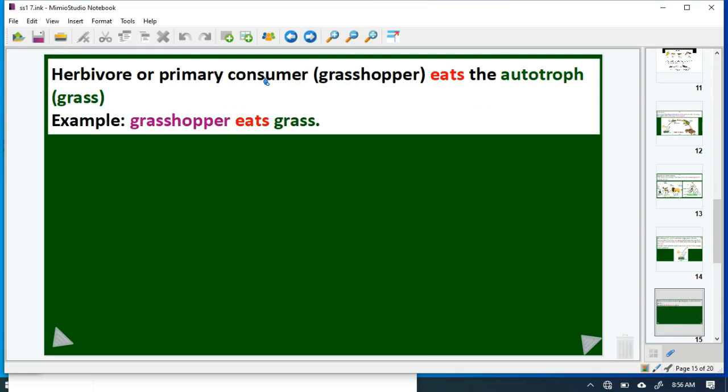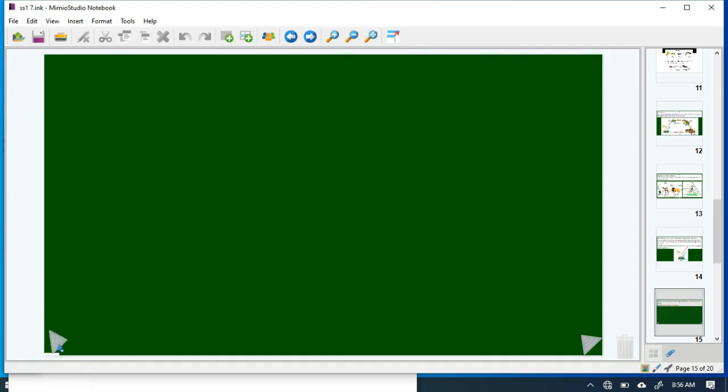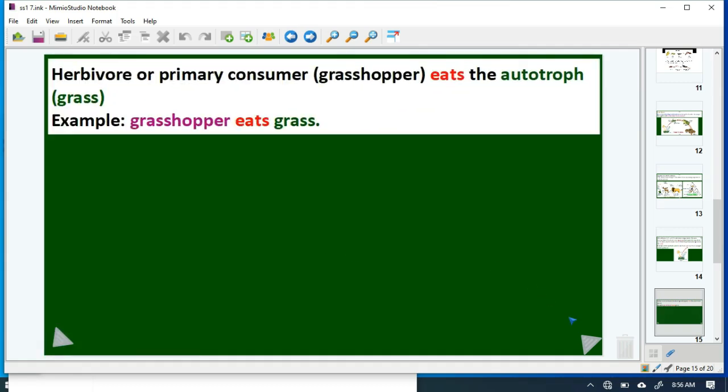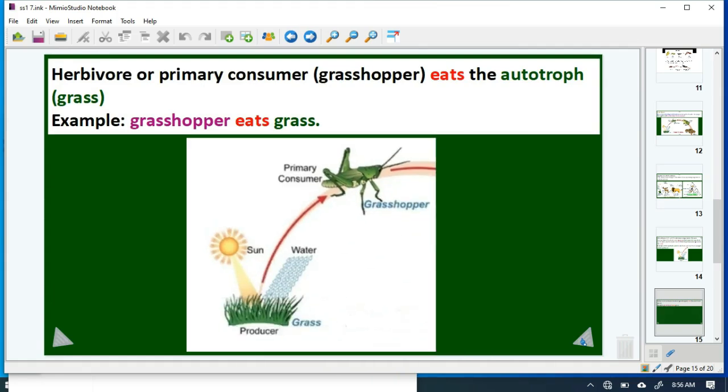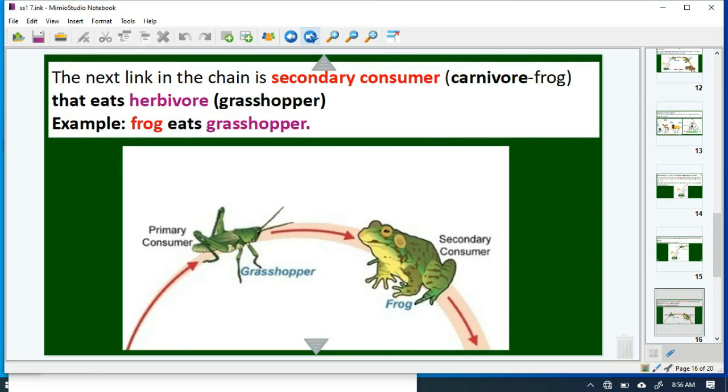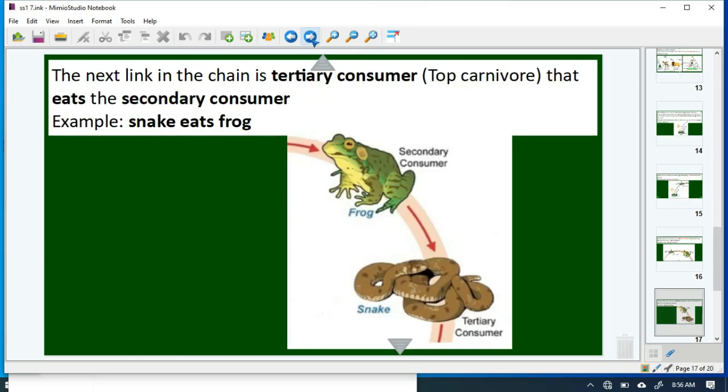The second member of the food chain is called the primary consumer. The primary consumer eats the grass. The next point of the food chain is the secondary consumer that eats the primary consumer. That is, the frog eats the grasshopper. The next link in the chain is the tertiary consumer, also known as a top carnivore, that eats the secondary consumer. Example: snake eats frog.